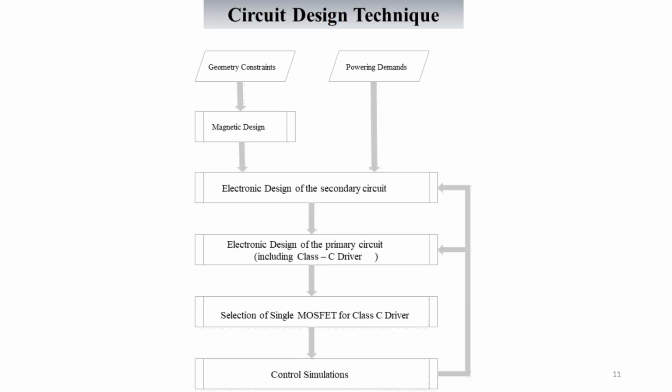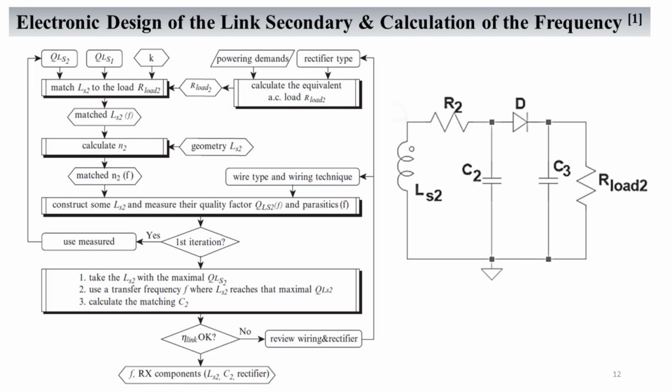Our design followed a structured approach: first, defining geometry and magnetic constraints; second, the magnetic design of coils; third, the electronic design of both primary and secondary circuits, including the Class C driver; and finally, control simulations to validate performance. This flowchart details our iterative design process for the secondary side. We match the secondary coil to the load, calculate equivalent AC parameters, select components for optimal quality factor, Q, and iterate until link efficiency is satisfactory.